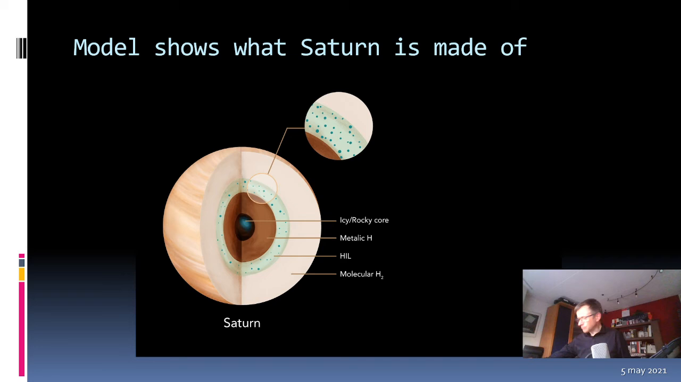Metallic hydrogen is because of the pressure in the depths of these gigantic gas giants. So that's hydrogen that is being put under a lot of pressure, and then around that there's something called HIL, which I still have to check out what that actually is. And outside there is molecular hydrogen. So that's basically what we think that Saturn looks like, and that's all I can say about Saturn for this moment.